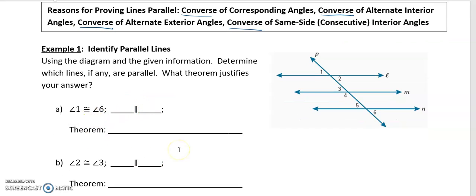So for example, 1 and 6 are congruent. And we know that it would prove line L and N, because those are the ones that it's touching, parallel by the converse of, and then we name what kind of angles they are: alternate exterior angles. And that's it.